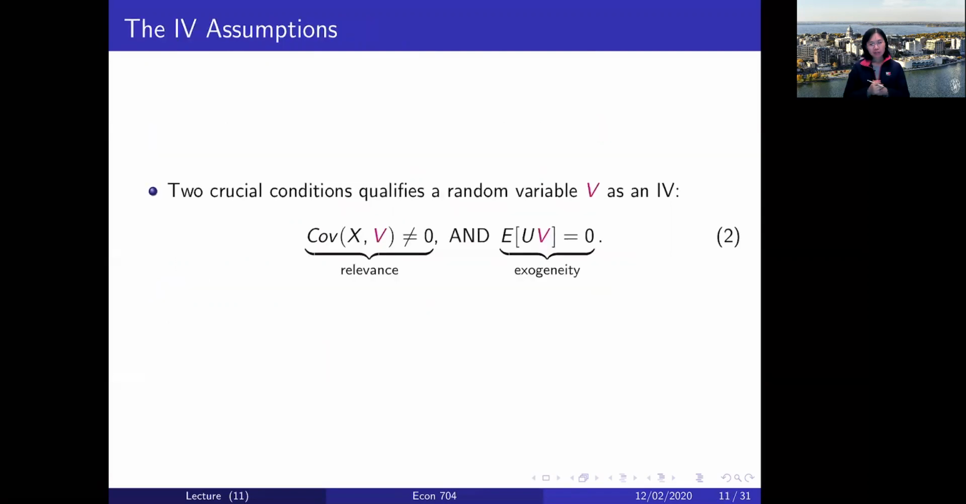Now let's talk a bit more about the IV assumptions. These are the two crucial conditions that qualify a random variable as IV, making sure that the two-stage least square estimator is consistent. These two conditions are the relevance condition and the exogeneity condition. The relevance condition says that the causal variable x should be correlated with the IV, and the exogeneity condition says that the structural error u should not be correlated with the IV.